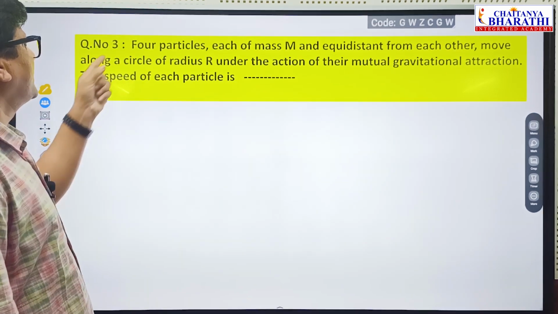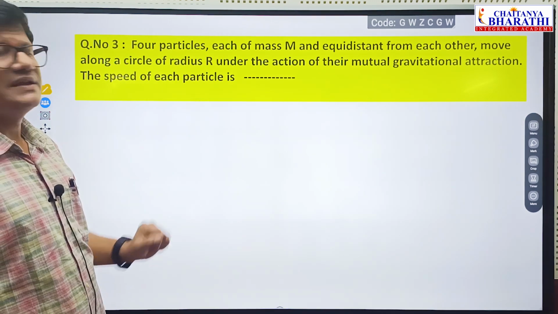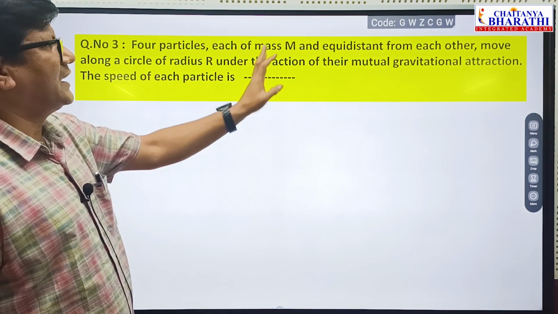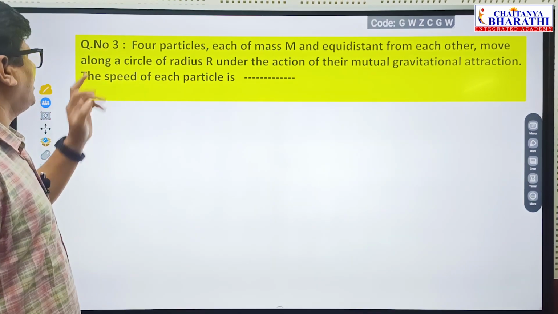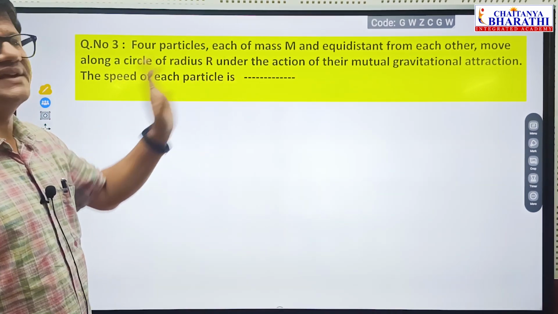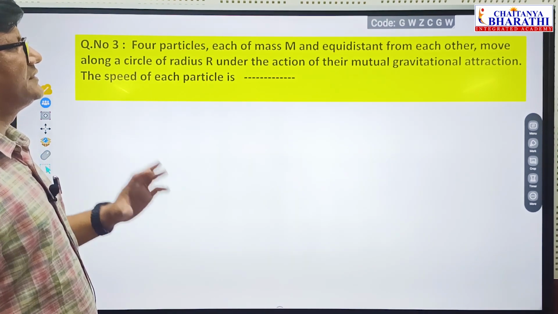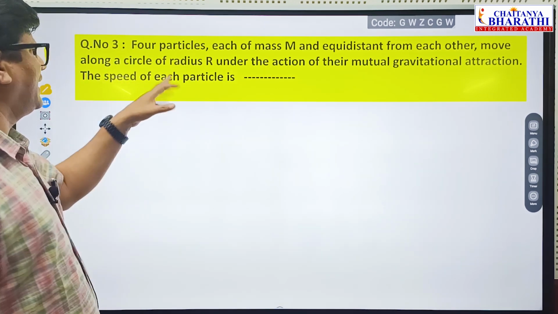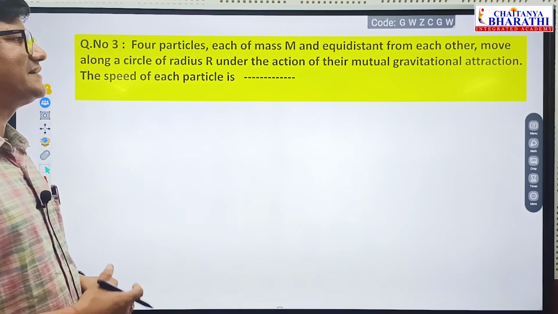Four particles, each of mass m, are equidistant from each other, moving along a circle of radius capital R under the action of their mutual gravitational attraction. The speed of each particle is how much?